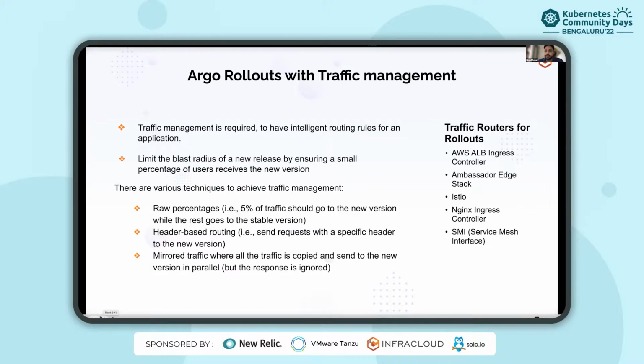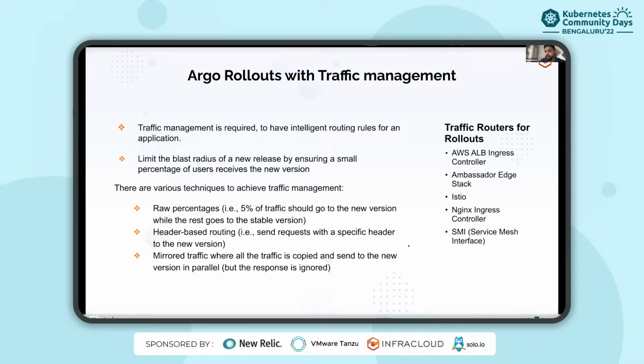And there are various techniques. Either you can use a raw percentage, where you will constantly be sending only 5% traffic to the new version. Second is header based routing, the one that we opted for in our project. And the third is a mirror. You can mirror all the traffic that you are sending in production to the new version as well. And these are the different traffic routers already supported by Argo Rollout.